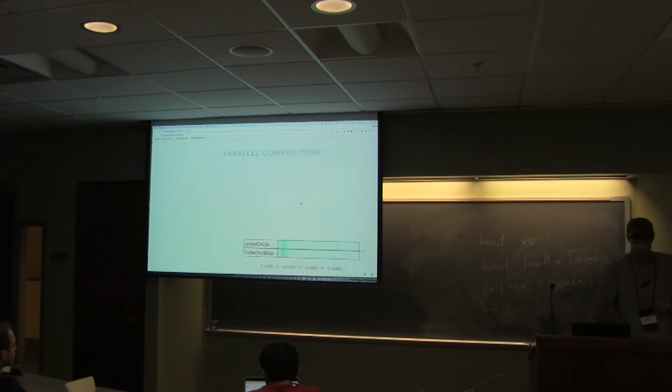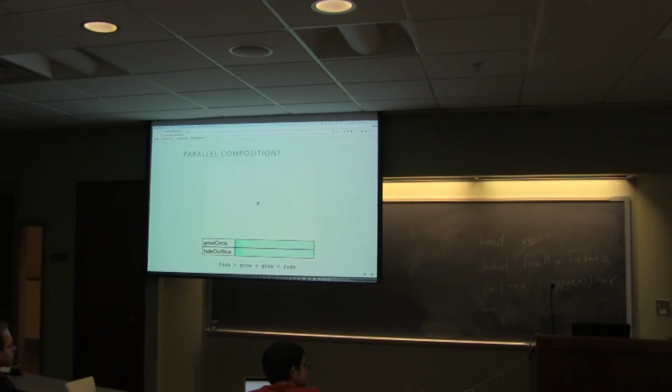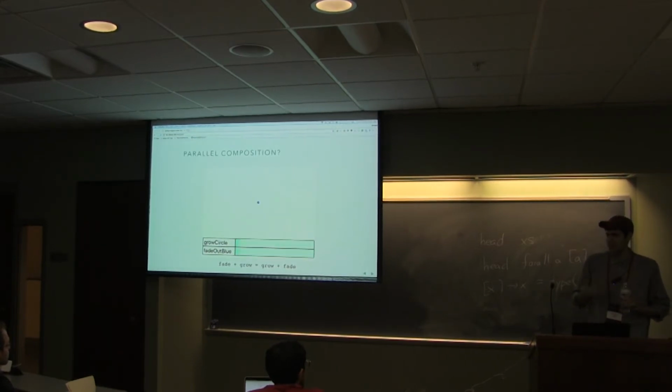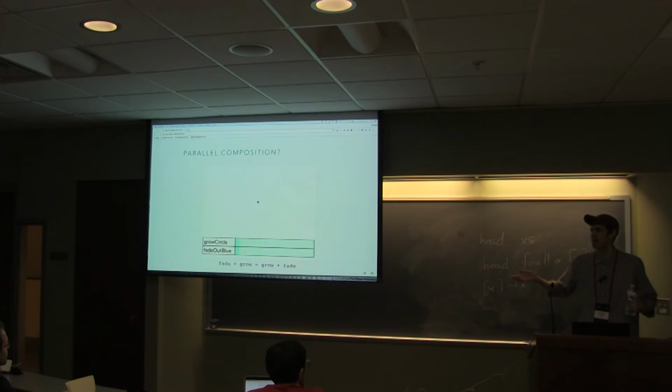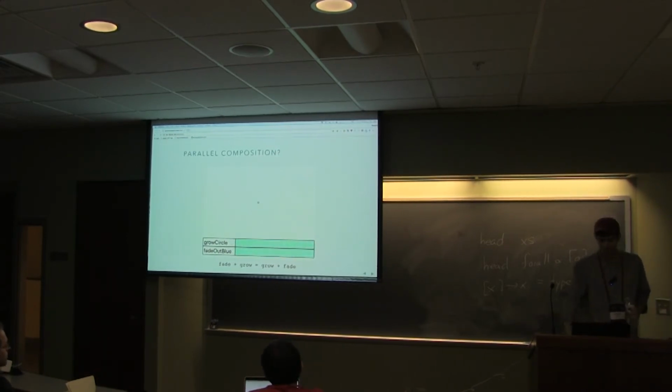What about parallel composition? If we think about fading and growing at the same time, isn't that the same thing as growing and fading at the same time? So I would say it's commutative. When we implement this operation, we better make sure that this parallel composition is commutative.